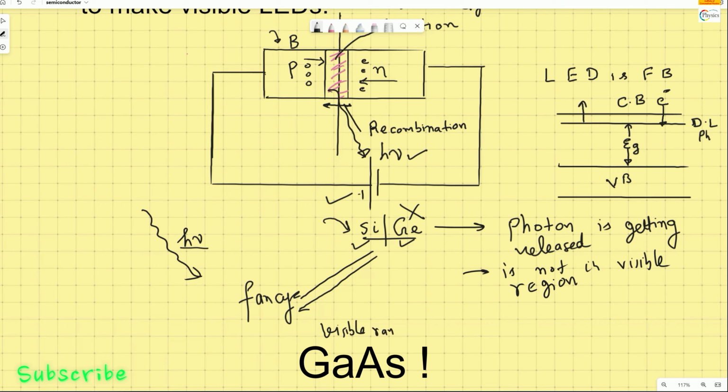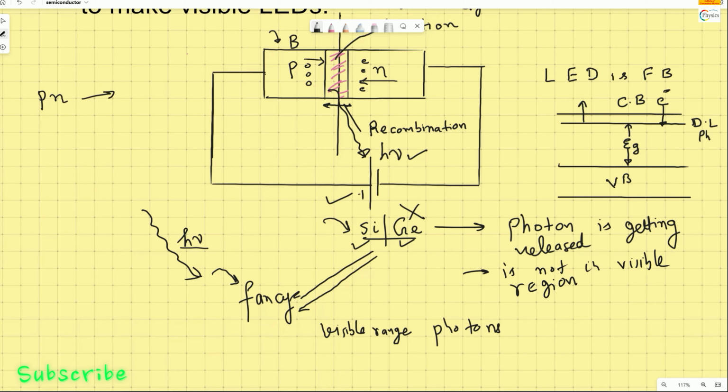range of photons. Okay, they release the visible range photons. This is the reason why you should not use silicon and germanium and rather use fancy material. If somebody asks, what is the difference between a normal PN junction diode versus an LED? This is the basic difference. An LED is made up of fancy material so that you can get some frequency in the visible region.